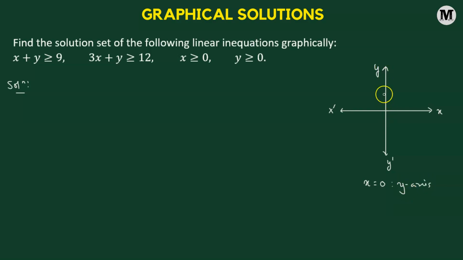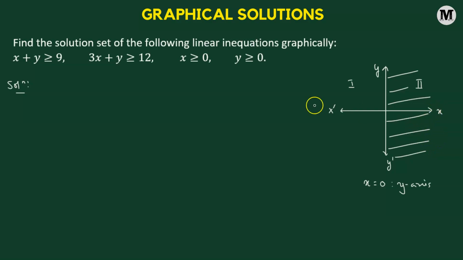Now this y-axis divides the xy plane into two regions. One region lies to the left of the y-axis, which we'll call region 1, and the other region lies to the right of the y-axis, which is region 2. So x greater than or equal to 0 means we have to consider all the values of x picked up from region number 2. That means all the positive values of x.